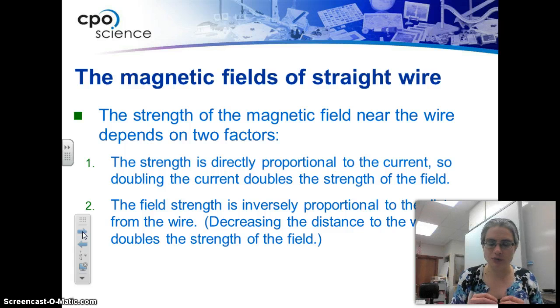So as you noticed, when you moved your magnet closer or your electromagnet closer, the reaction of the compass was much quicker. That's because you were decreasing the distance, and so you were moving it closer into the stronger magnetic field. And then on the first one, the strength is directly proportional to the current. So the more current you have flowing, the more electromagnetism you have, and the greater the field too.